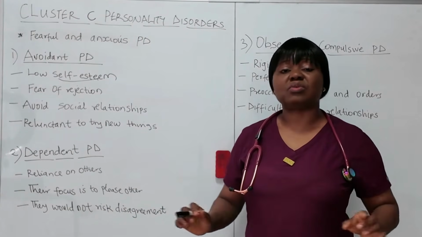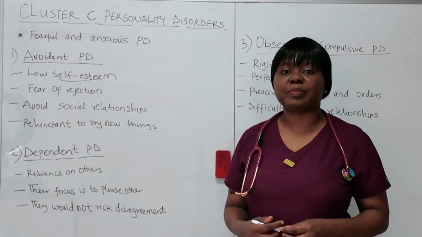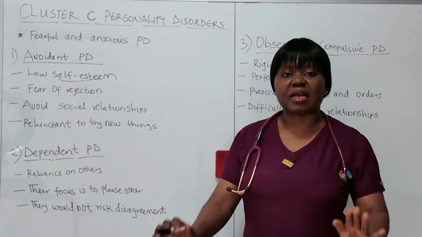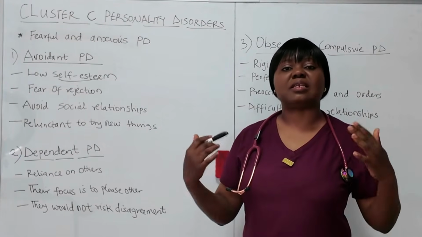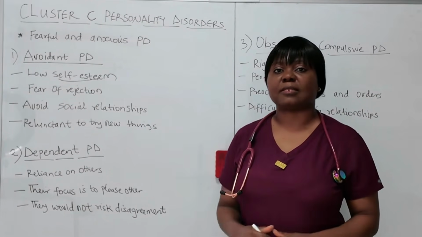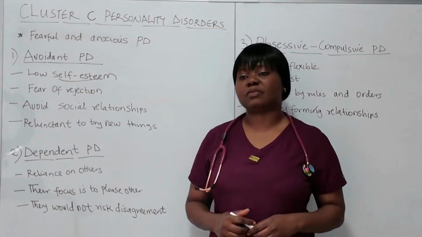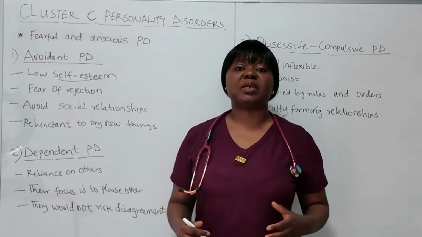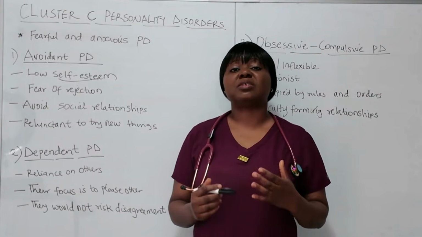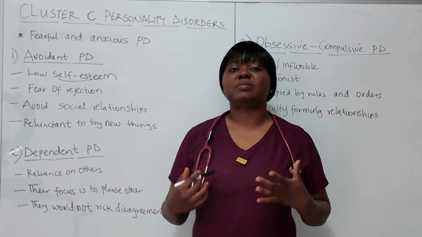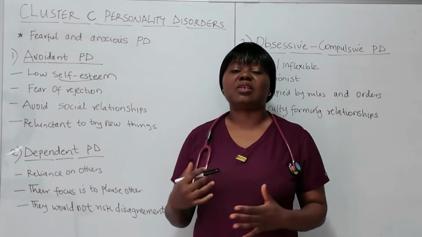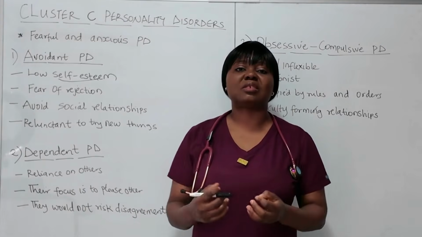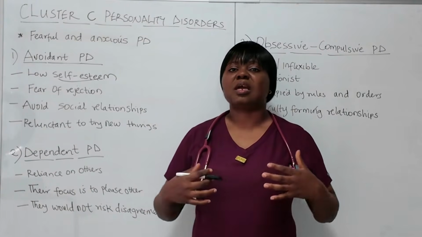Now, because they don't like to risk disagreement, they will always agree with people. Even if it's not pleasing to them, they would rather agree so that they can rely and depend on others for anything. So what would be your role as a nurse for dependent personality disorder? Since you know that they like to depend and rely on others, avoid making decisions for them. Encourage independence with small tasks. Ensure that you help them build that self-esteem. Give them realistic tasks, small tasks, and encourage independence.